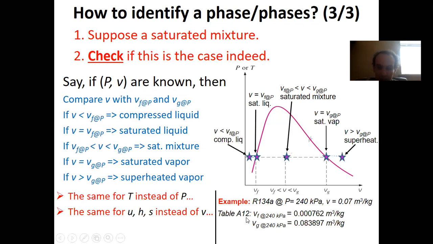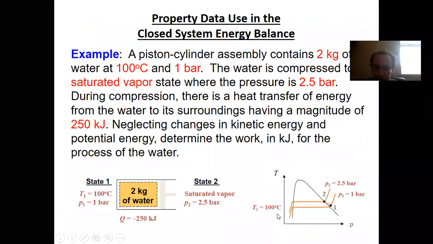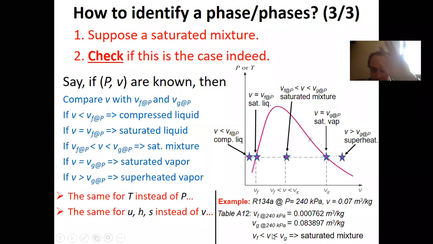How can I get them? From the saturated table, I will go to table A12, which is saturated pressure table. I recall we have two saturated tables, temperature-based and pressure-based. It's A4 and A5 for H2O, for water, and it's A12 for freon. So here you will have that vf is this one, vg is this one. So I will see where am I. I will see that my specific volume is indeed in between them, which means that, okay, that's saturated mixture indeed. And now I can go to my saturated table and get what I need. For instance, I may calculate quality.